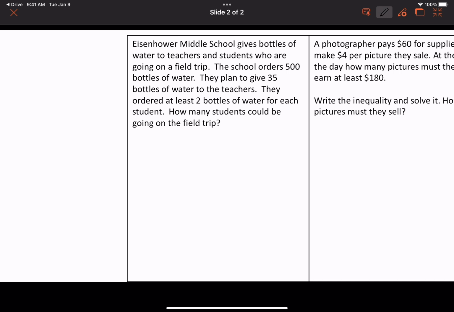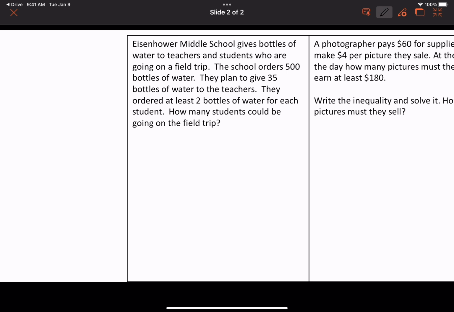In the first problem here, it says Eisenhower Middle School gives bottles of water to teachers and students who are going on a field trip. The school orders 500 bottles of water. They plan to give 35 bottles of water to the teachers. They order at least 2 bottles of water for each student. How many students could be going on the field trip?